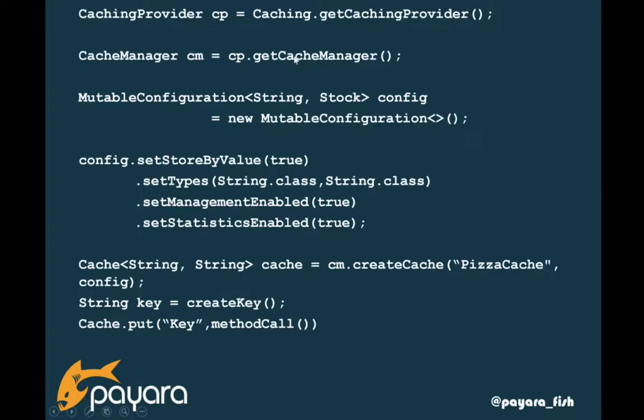So it gets the caching provider, gets the cache manager, creates a configuration, sets up the configuration, creates a cache with the method, which would be the method name, etc. Creates a key for you, and then puts the result of your method call into that cache. All magic.